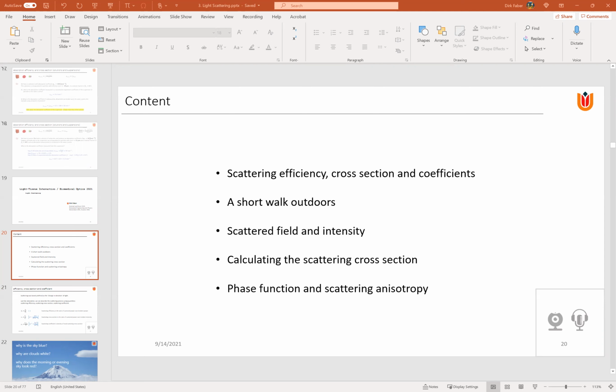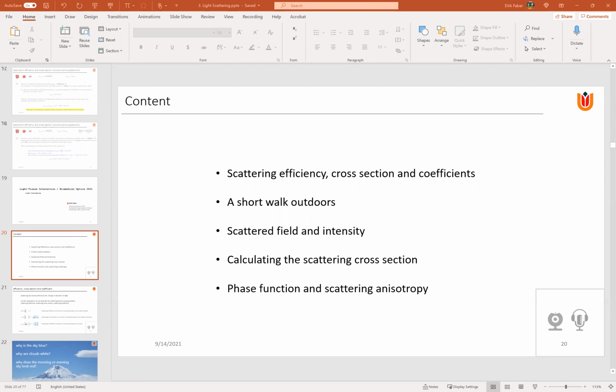Excellent. I want to shift gears to the other important mechanism of light-tissue interaction, namely scattering. So not just sticking with absorption, but now also looking at scattering. And you will see in the first bullet point that we will use the same kind of metrics to describe that interaction on a fundamental basis. So again, an efficiency, again a cross-section, and again a coefficient.